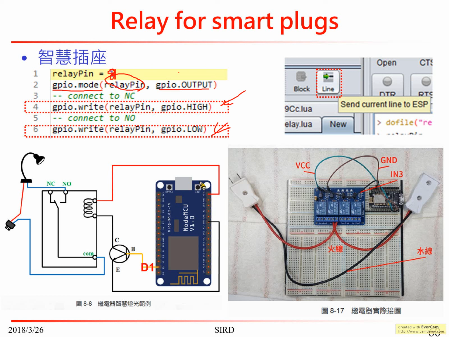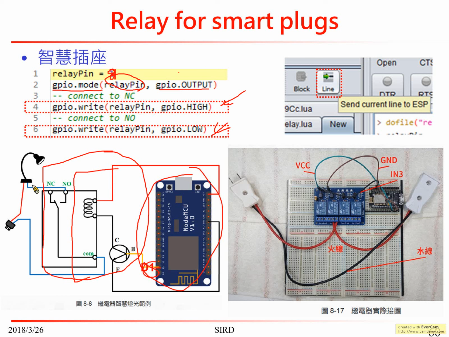So here this is our NodeMCU, and in the NodeMCU we use D8 to connect to the relay. So this part is the relay. We should draw it this way. This part is our relay. Okay. And then we connect in this way.